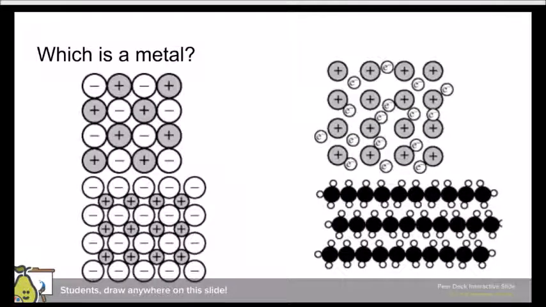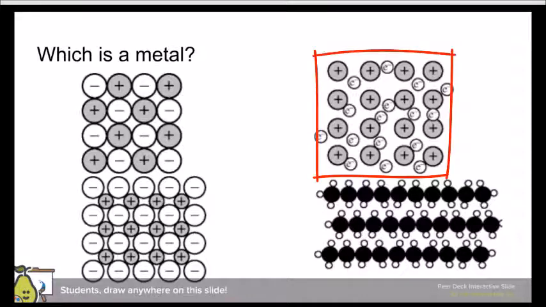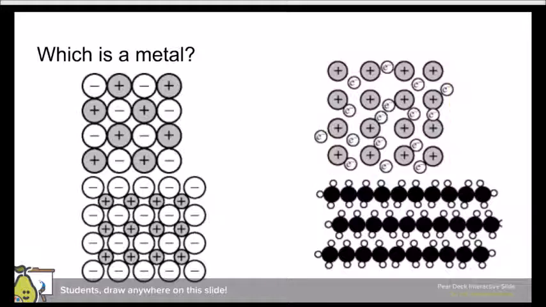So on Pear Deck, if you would go ahead and circle the one that you think is the metal. So which one do you think is the metal? You guys are pretty right. That's right. So this upper one in this right-hand corner has those electrons kind of floating around it with positive centers.